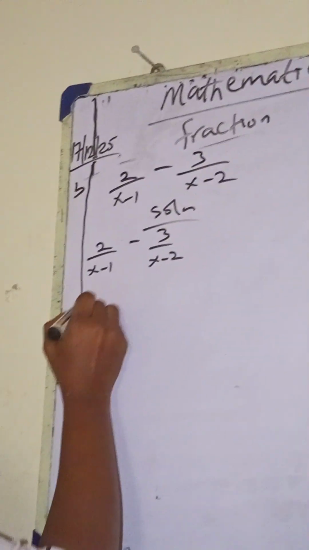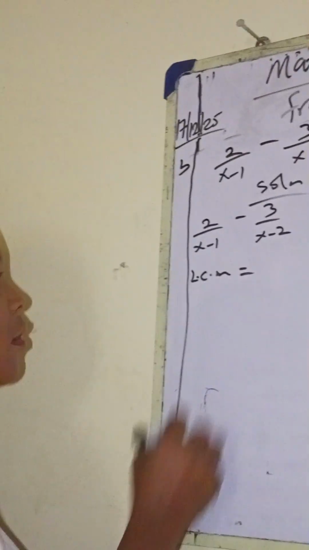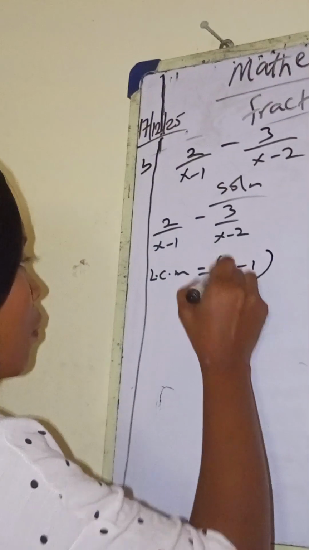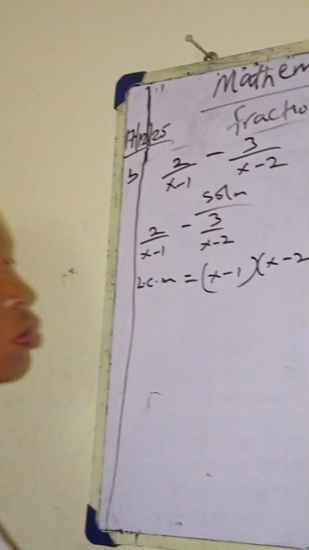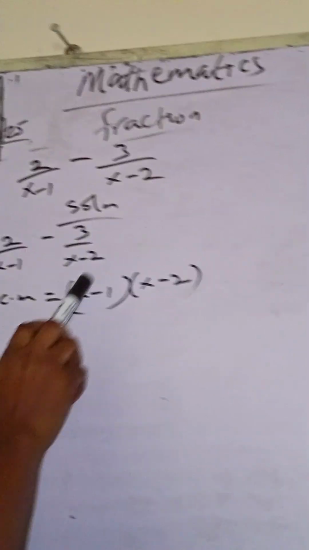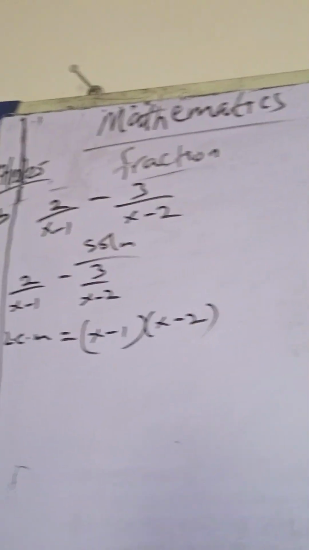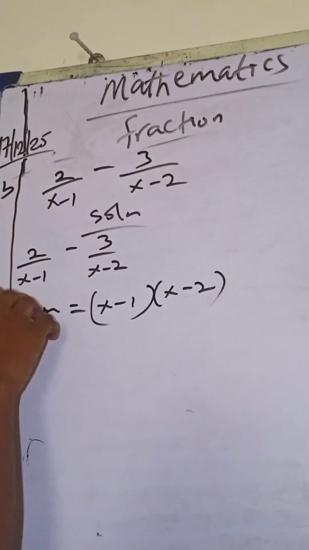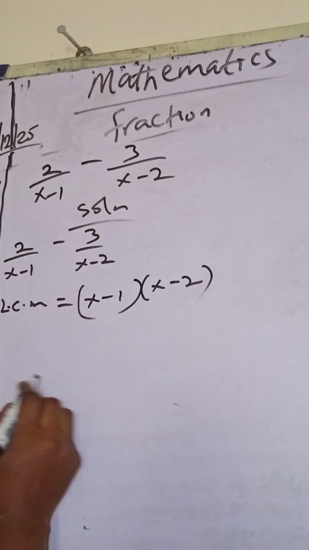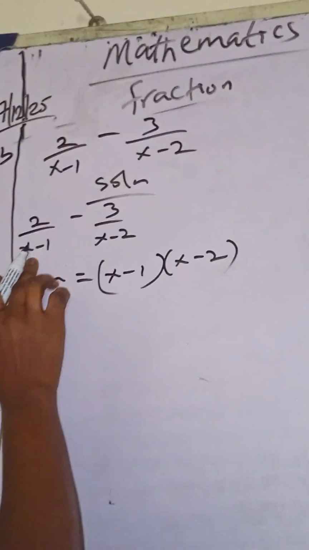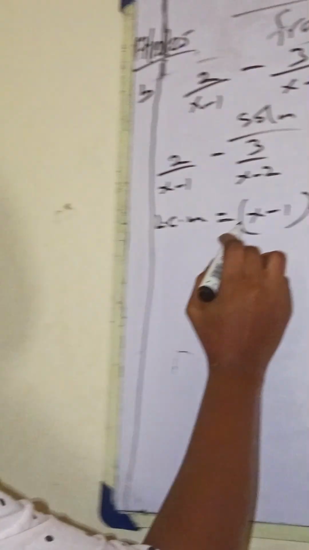We are going to look for the LCM. So our LCM is x minus 1 bracket x minus 2. The combination of the two gives you your LCM. Then now, to look for the LCM, the LCM is x minus 1 bracket x minus 2. So now we are going to use the LCM to work for each of the fractions. So I'm going to write down now my LCM divided by this fraction.